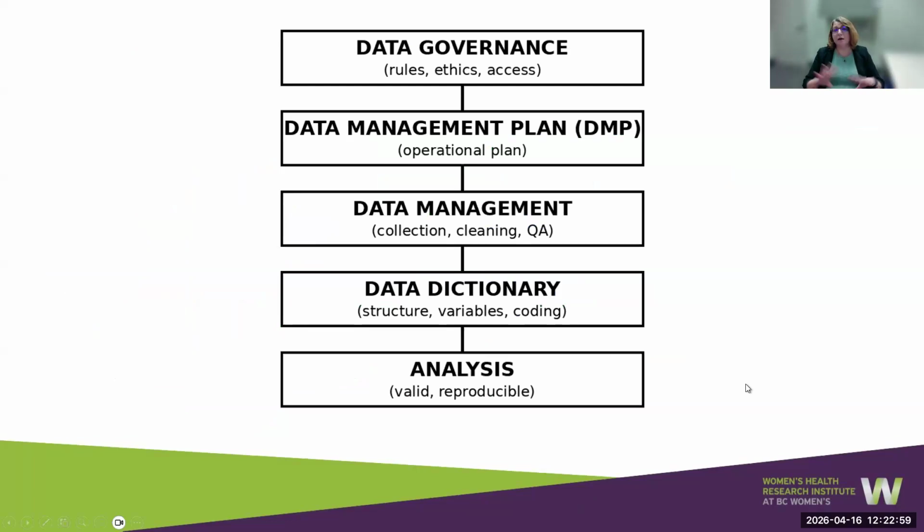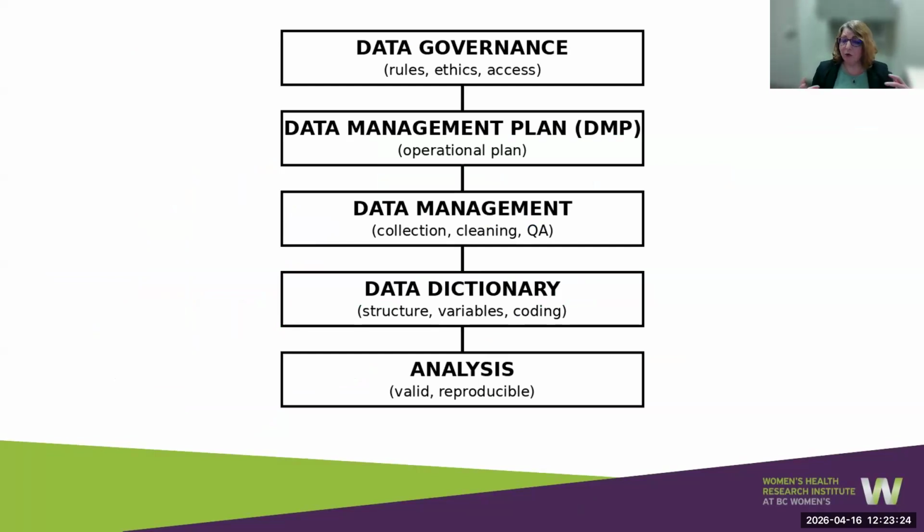So here I created a short framework. So what is data governance? It's rules, ethics, and access. What is a data management plan? It's your operational plan, how you're going to implement data governance in terms of a specific project or specific task. What does a data management plan include? It's collection, cleaning, quality control, and so on.